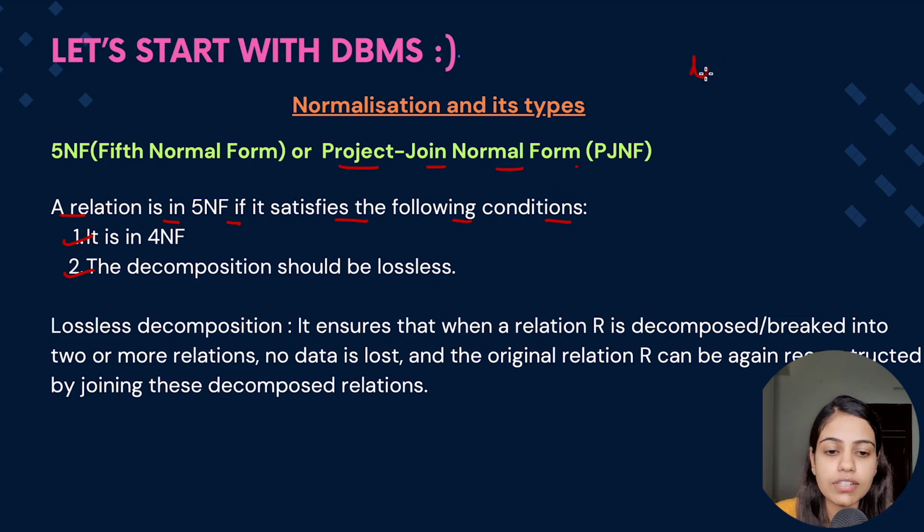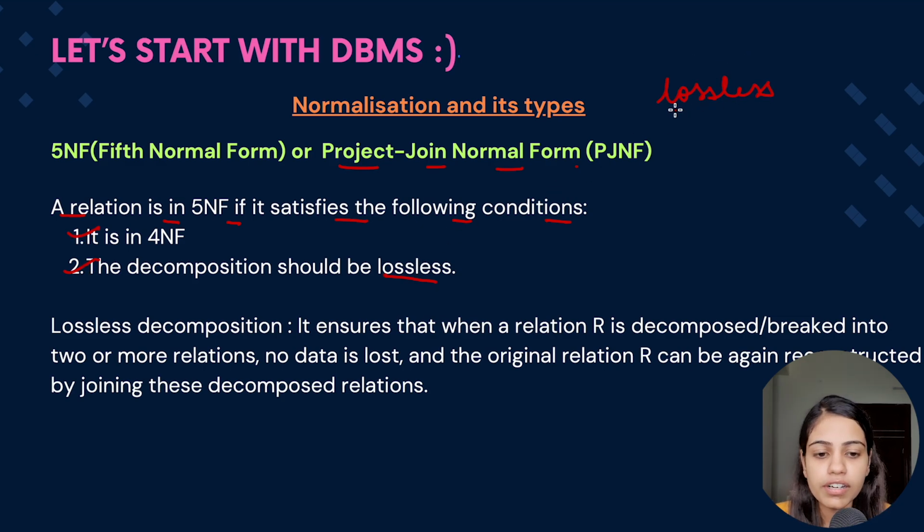Now what is this lossless and lossy decomposition? We have already learned about lossy and lossless decomposition in the last set of videos. You can go ahead and have a look. But just to revise, let's have a look again. Consider that there is a relation. Now this particular relation has some redundant data. So according to normalization, we decompose the table into two or more subtables so that the data redundancy is less. Now this decomposition of a relation can be of two types, lossy and lossless.